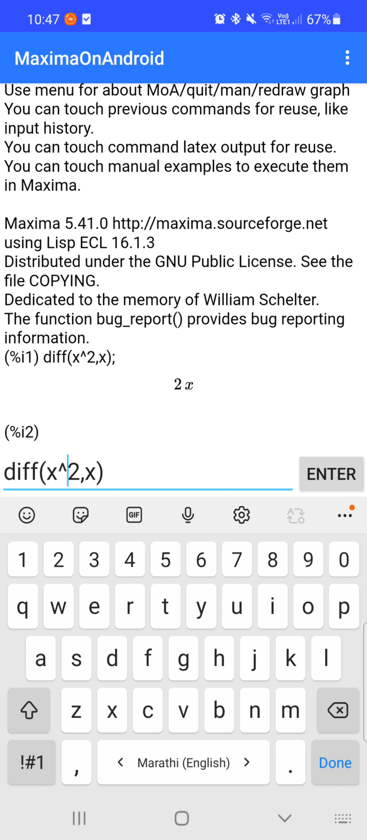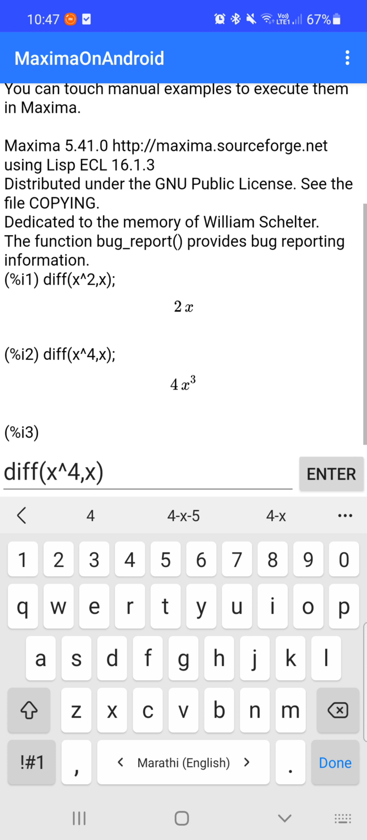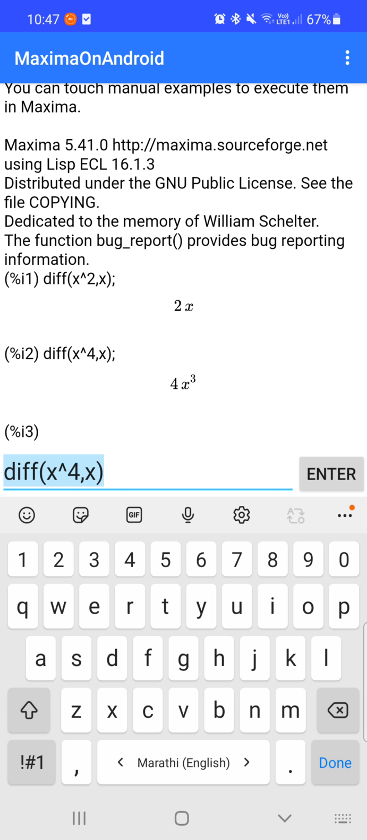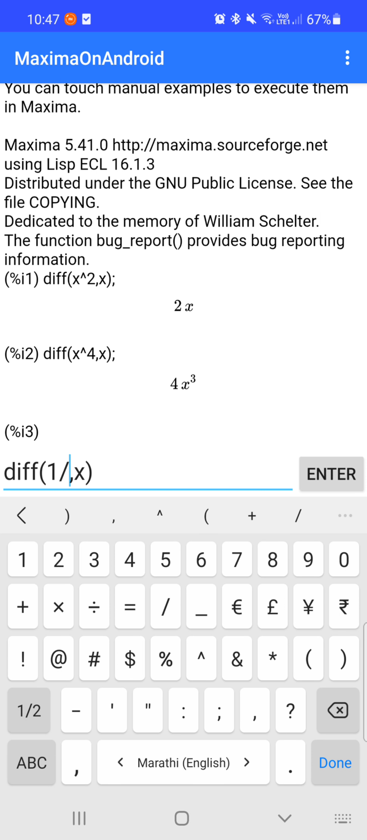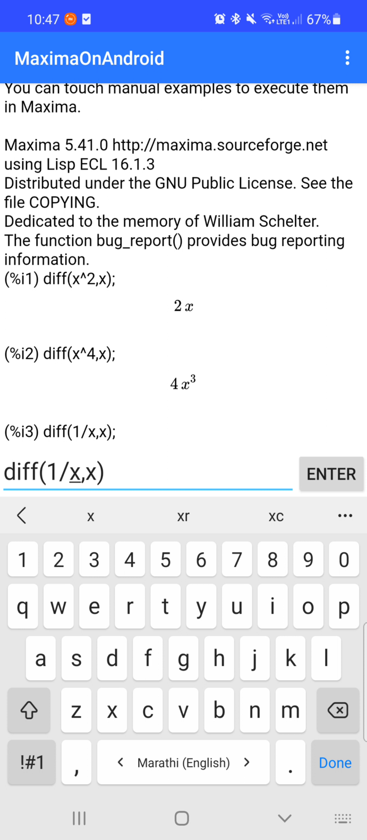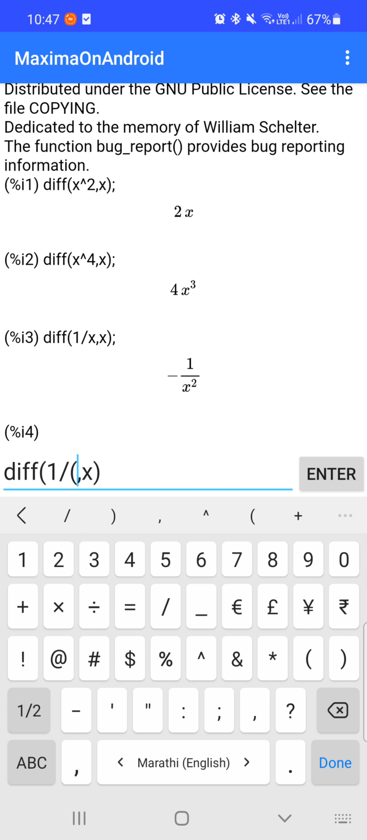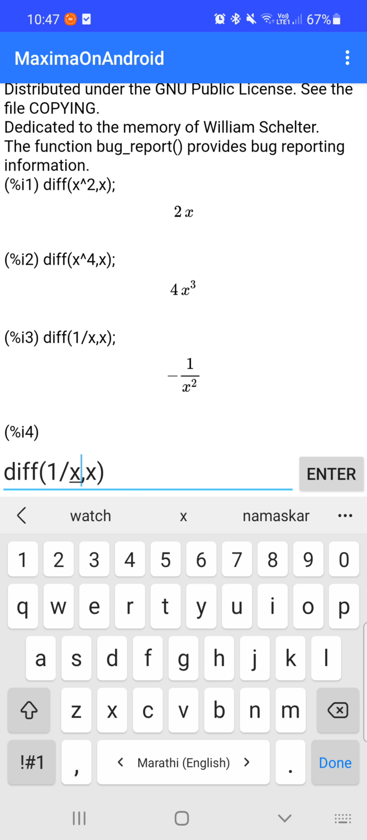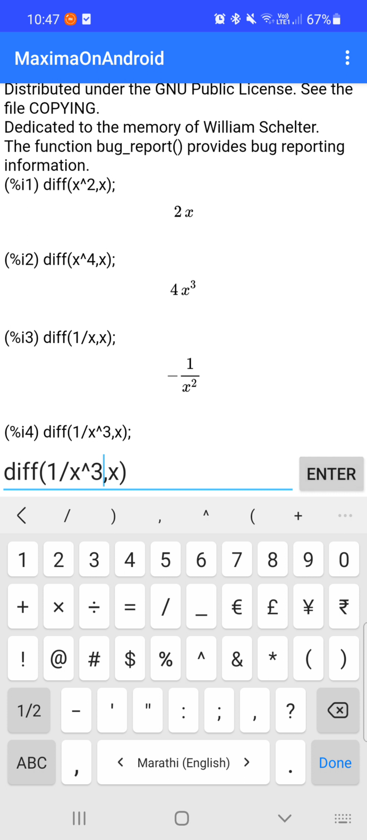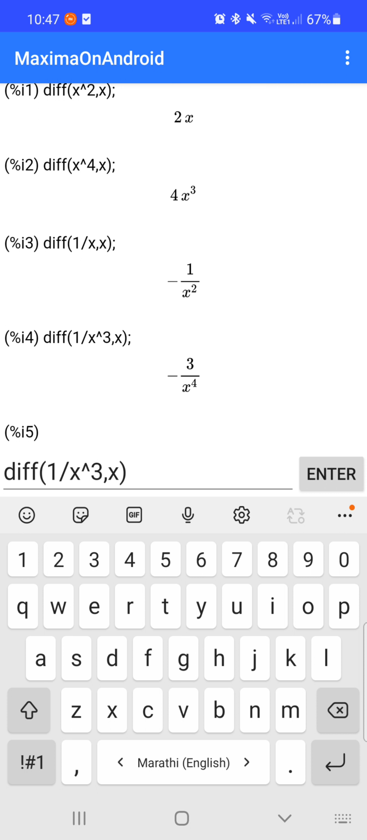Take one more example. Suppose you want to evaluate the derivative of, say, x raised to 4, it is equal to 4x cube. Next, if you want to evaluate the derivative of 1 by x, then it is equal to minus 1 upon x square. Suppose you want to evaluate the derivative of 1 divided by x raised to 3, then it is equal to minus 3 divided by x raised to 4.